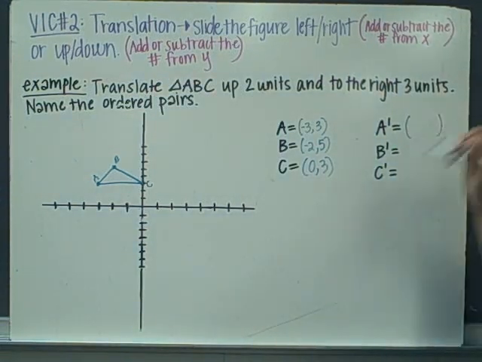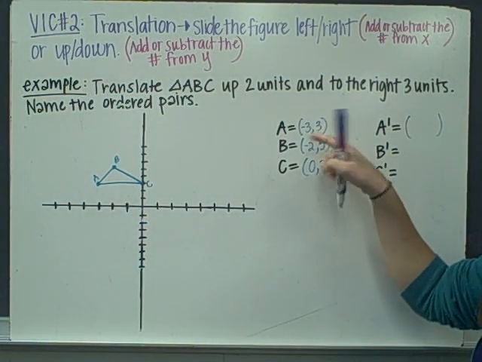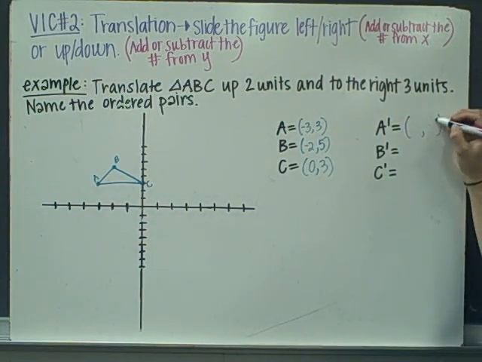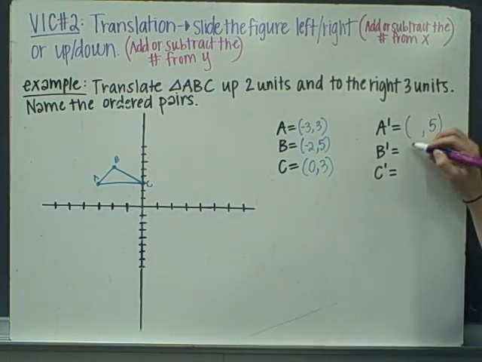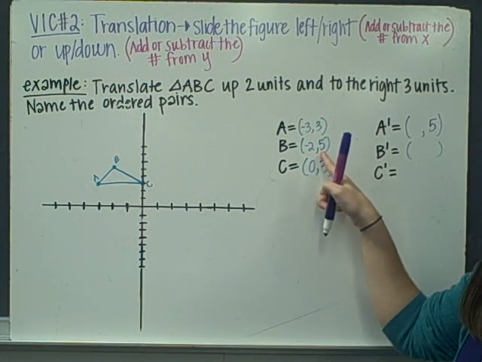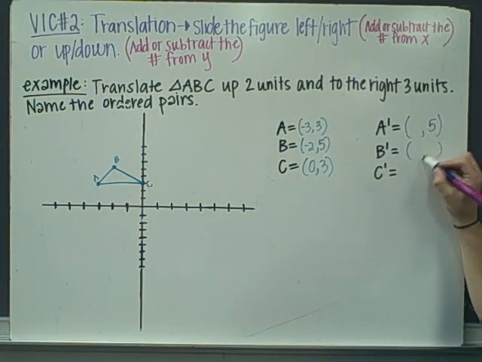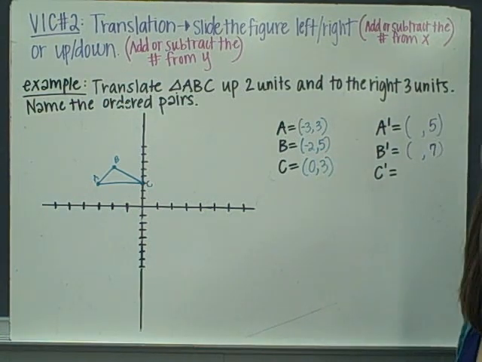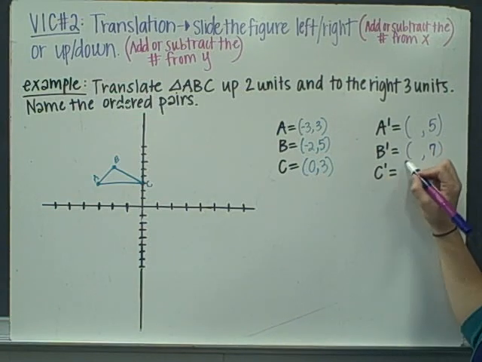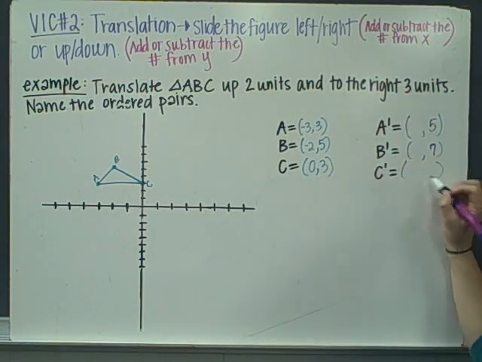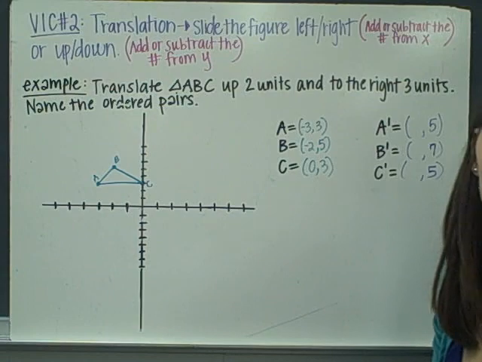So here, our y value was originally 3. We're going up 2 units, so now it's going to be 5. For B prime, it was originally 5. We're going up 2 units, so now our new y value is 7. C, we started at 3. We're going up 2 units, so now our y value is 5.